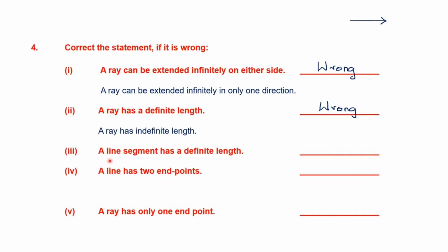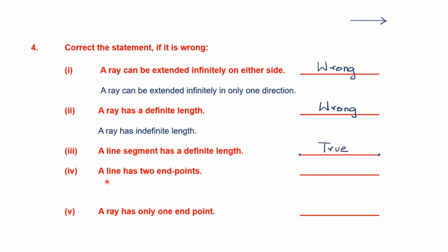Third statement, a line segment has a definite length. That's true. Even this blank here that we have drawn is a line segment because there is a beginning point and there is an end point. So there is a definite length. Only a line segment has a definite length. So this statement is true.